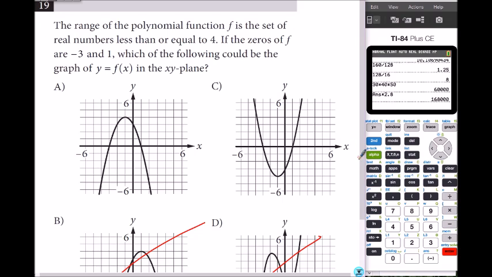So the range of the polynomial function, so range is the y values, is less than or equal to 4. So it must be less than or equal to 4. So here it's greater than 4, right? So it has to be all below it or touching the 4. So it is A.